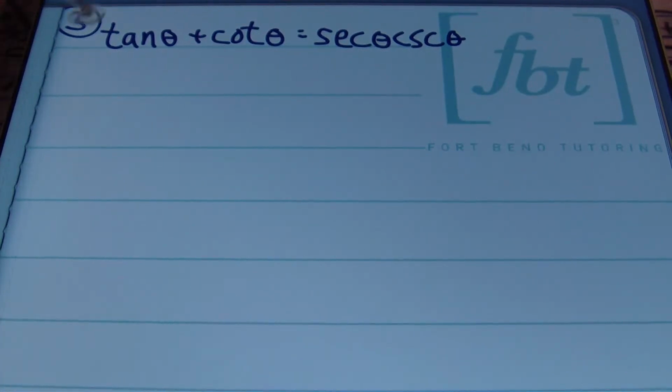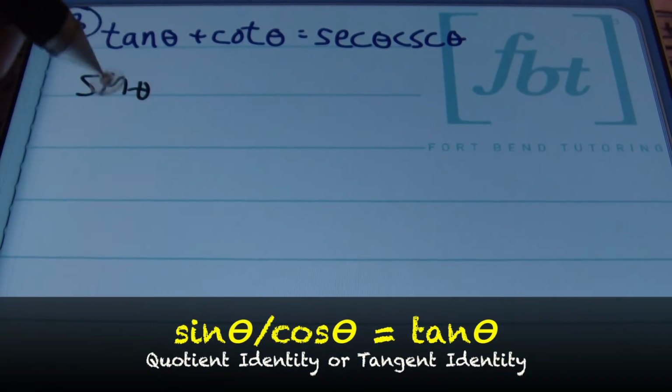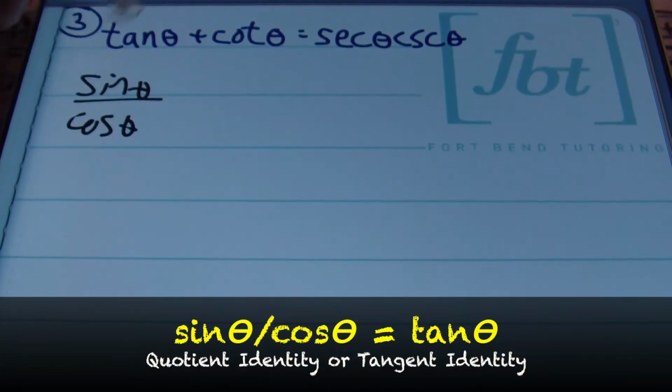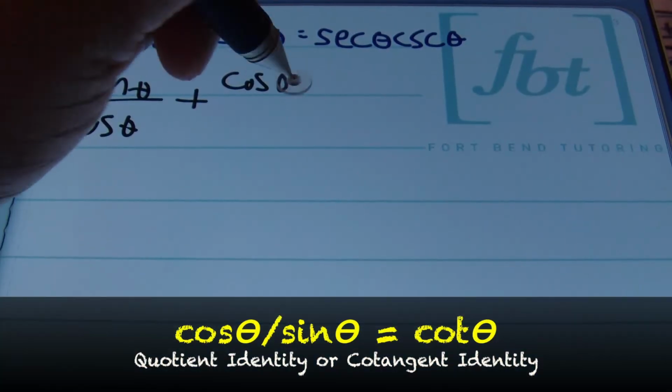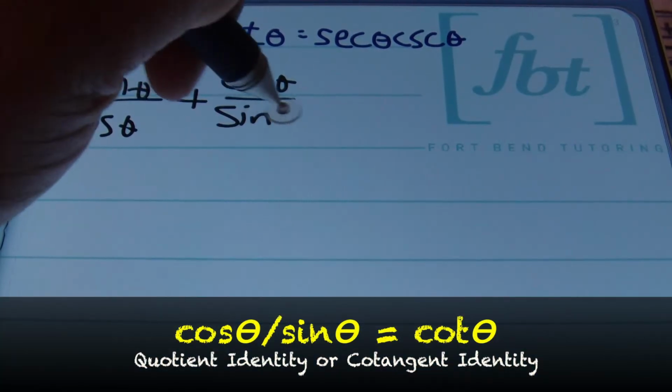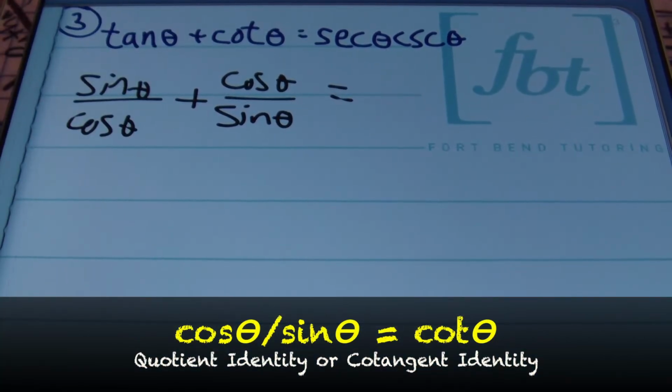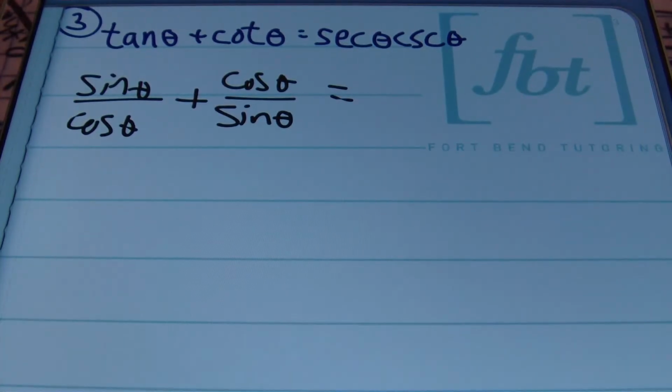So I know that tan theta is equivalent to sine theta divided by cosine theta, and I know that cotangent theta is equivalent to cosine theta divided by sine theta. So far, all I've done is rewritten everything in terms of sine theta and cosine theta, which is a good step. And now I am looking at what they're asking me to do here. They're asking me to add this fraction to that fraction. Well, one thing I know about adding fractions is that I need a common denominator. So that's exactly what I'm going to do here.